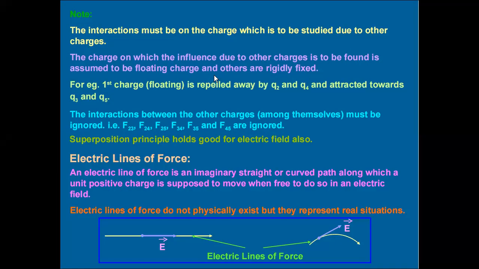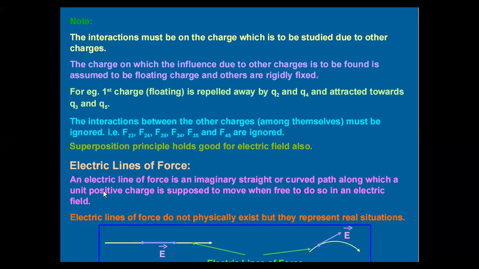Now another important one, the interaction of electric line of forces. An electric line of force is an imaginary straight or curved path along which a unit positive charge is supposed to move when free to do so in the electric field. That means if you place a unit charge in an electric field, it will feel a force due to some line of forces. Those are called electric line of forces.